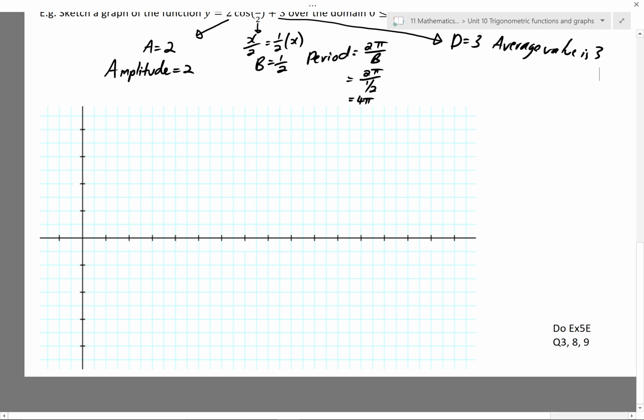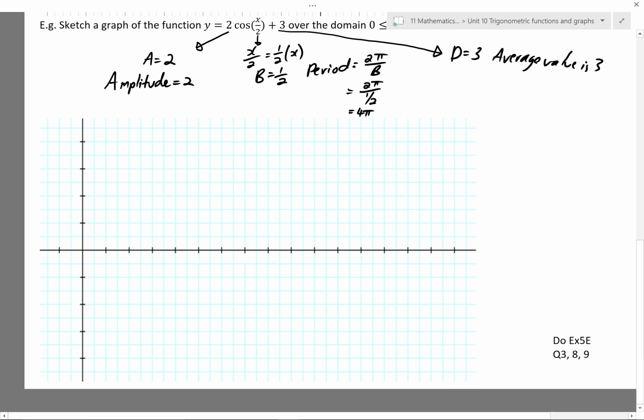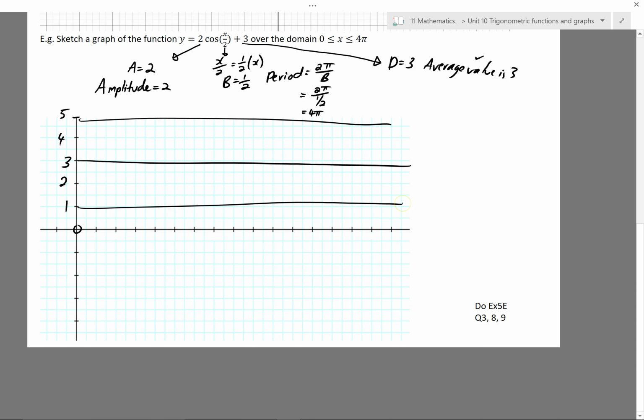So I can go ahead and try and graph this as well. I'll look at my domain. It only wants from 0 to 4 pi, which is good. Amplitude of 2, average value of 3. Again, the grid's probably not the best for the graph, but my average value of 3, and I have an amplitude of 2, so I need to go down 2 to the minimum and up 2 to the maximum of 5. So I'm imagining my average value, my maximum, and my minimum. Do those lines in pencil so that you can erase them later.